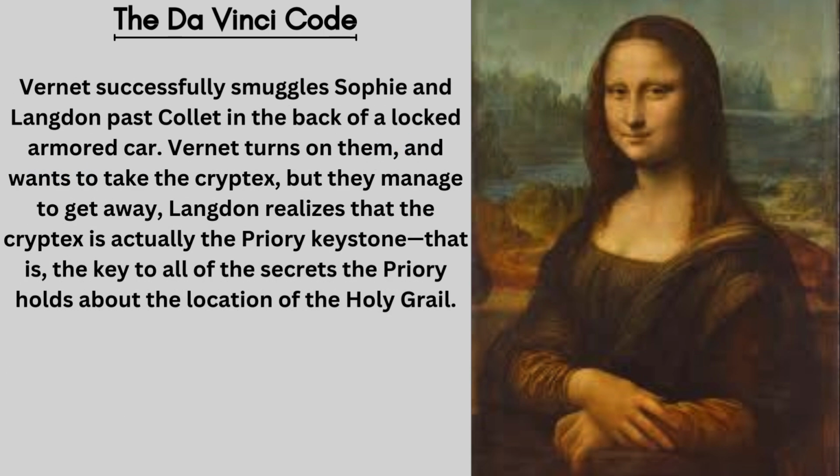Vernet successfully smuggles Sophie and Langdon past Calais in the back of a locked armored car. Vernet turns on them, and wants to take the cryptex, but they manage to get away. Langdon realizes that the cryptex is actually the Priory keystone, that is, the key to all of the secrets the Priory holds about the location of the Holy Grail.